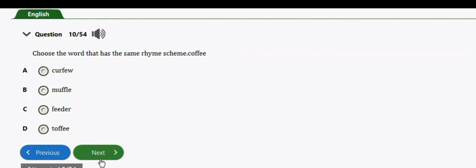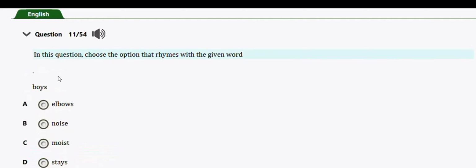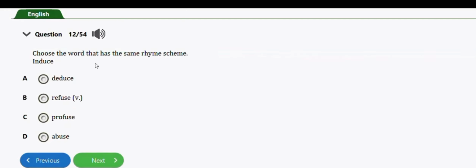Okay, next question, it says, choose the option that has rhyme with boys. So this is the question. Right answer is option B, which is noise. Next question, it says, choose the one that has rhyme with induce. We have deduce, refuse, profuse, abuse. Okay, the right answer to this question is option A, which is deduce.